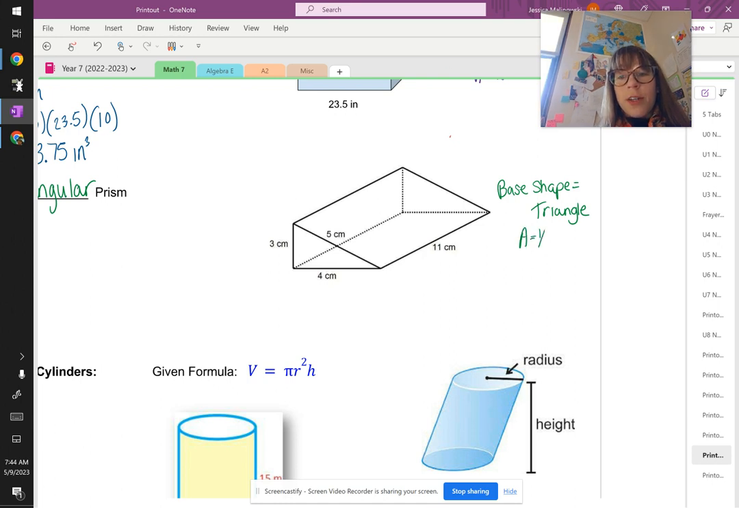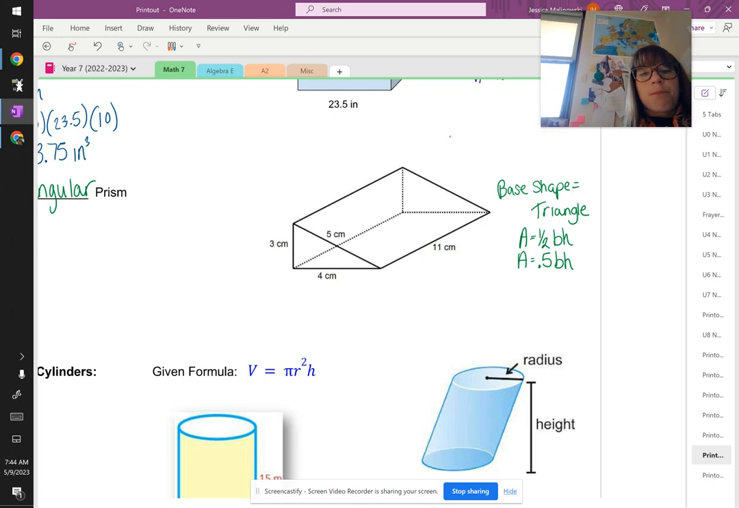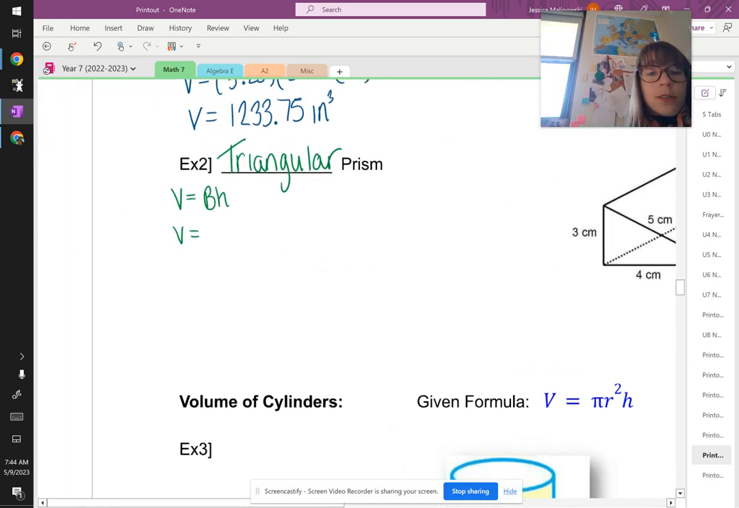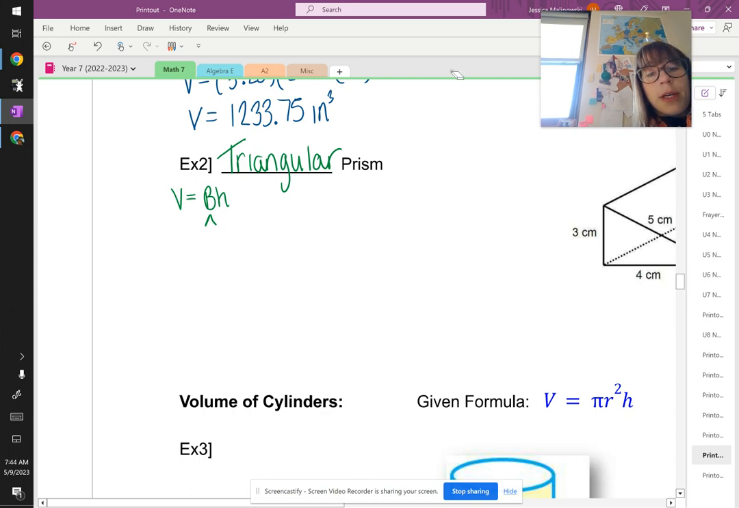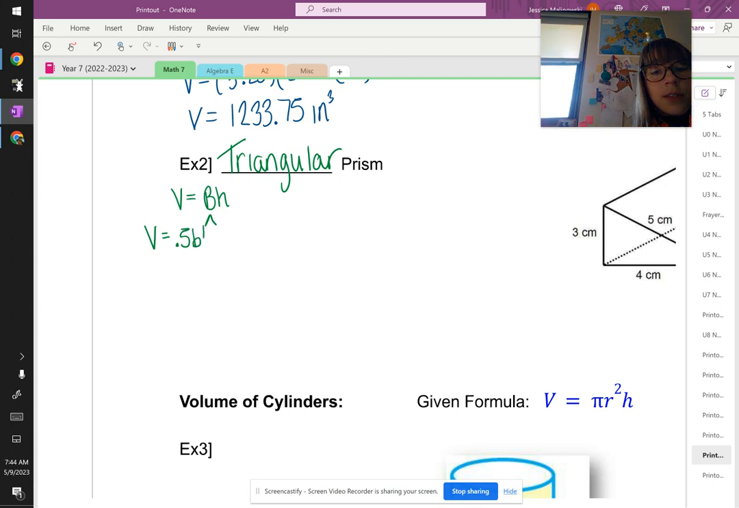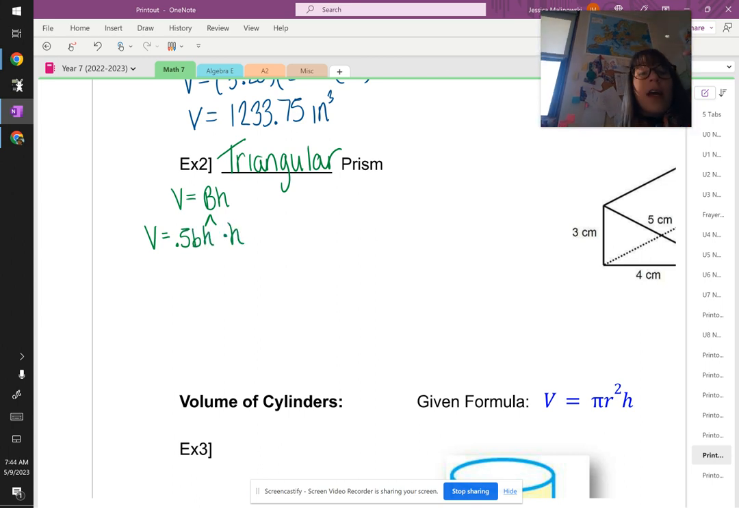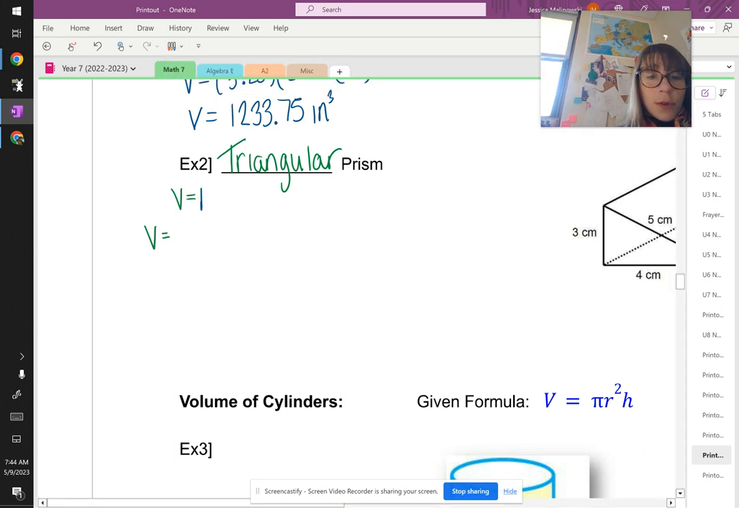So that means the area of a triangle is 1/2 base times height, or as many of you prefer to use instead of the fractions, 0.5 base times height. So over here, in for that big B, I'm putting 0.5 base times height, times H. It's really important, and I'm going to color this differently so it matches: big B is 0.5 base height, times H.